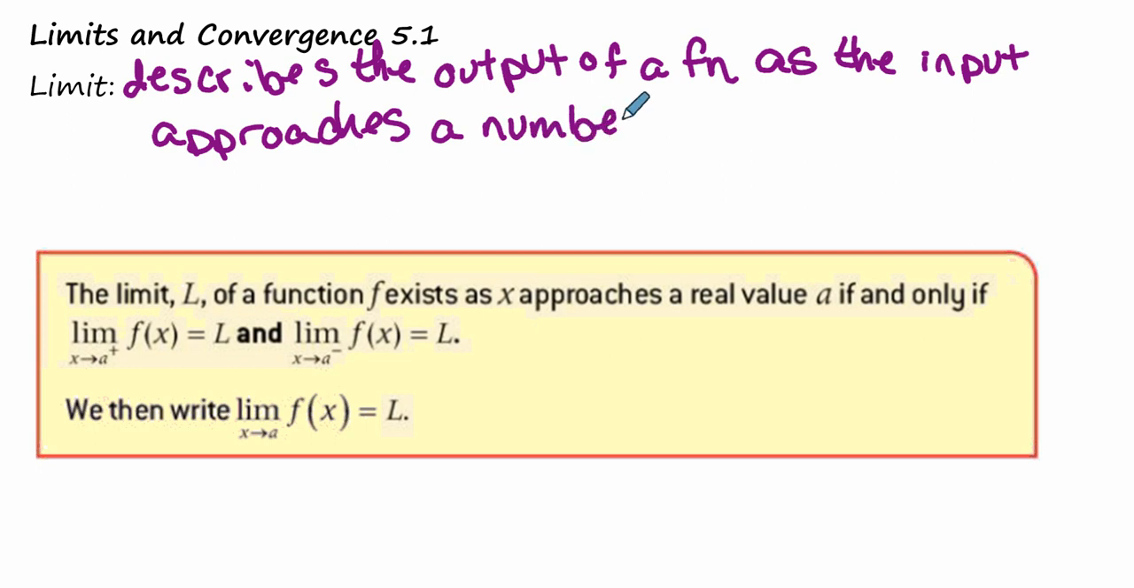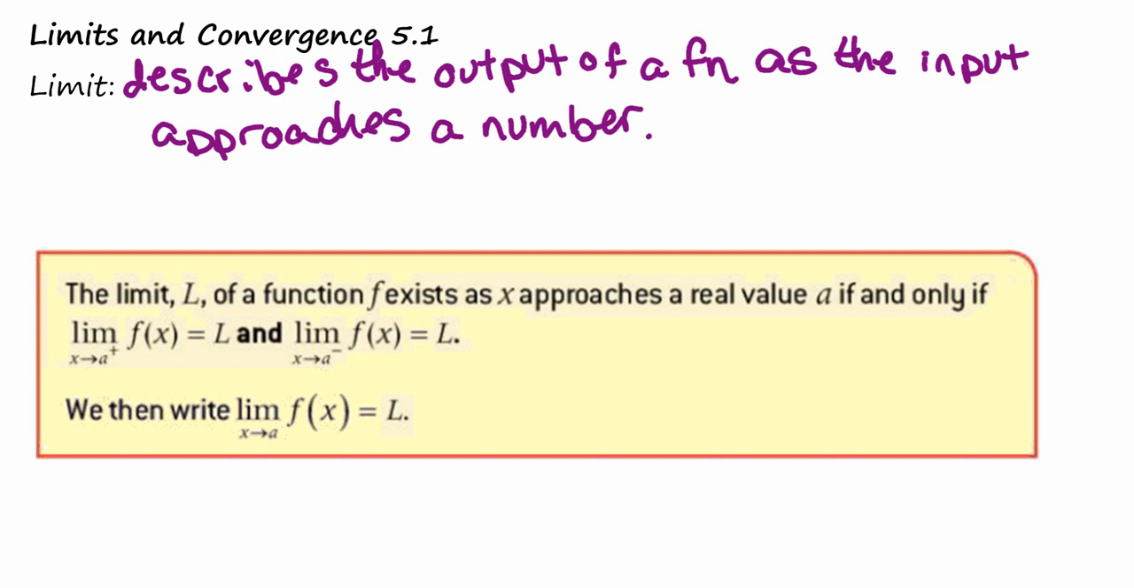So the limit itself is going to try to figure out what is the output of my function as my input gets really, really close to something. And what you'll notice is I don't say your input is a number. We use the word approaches, keeping in mind sometimes it will be that number, but it doesn't have to be. So what happens when it gets really, really close to 2? What happens when it gets really, really close to 3? What happens when it shoots off to infinity?